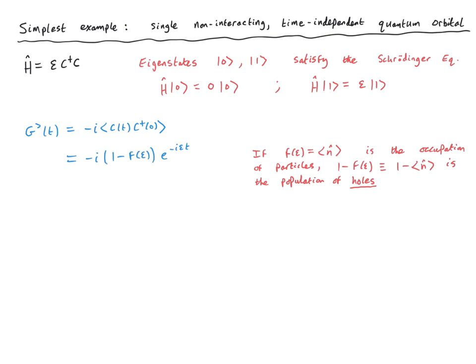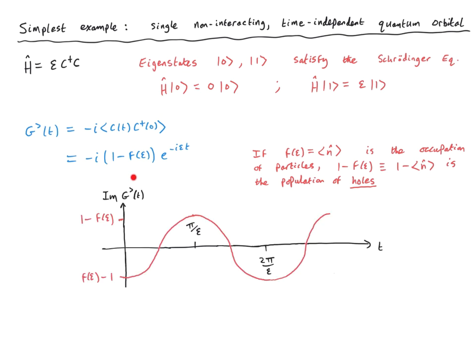It might seem rather strange to talk about the population of holes, but it's simply a complementary way of counting things. We can either count the number of particles relative to zero occupation, or we can count the number of holes relative to an occupied site. So we see that the g lesser function is basically the Green's function for the particles, and the g greater Green's function is the Green's function for the holes.